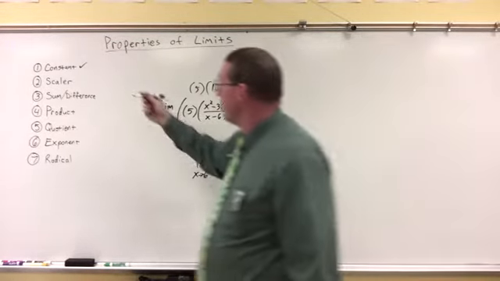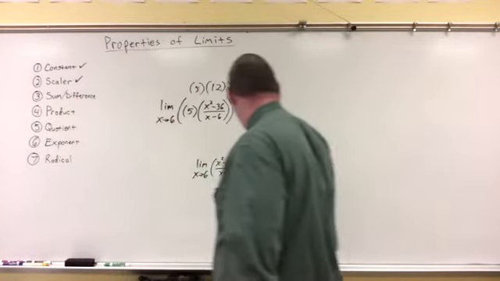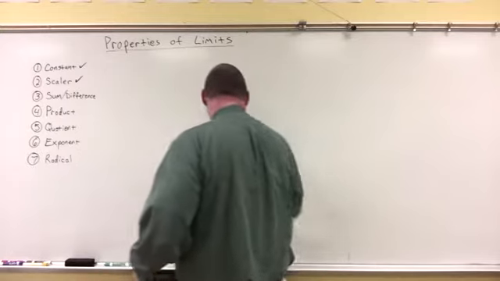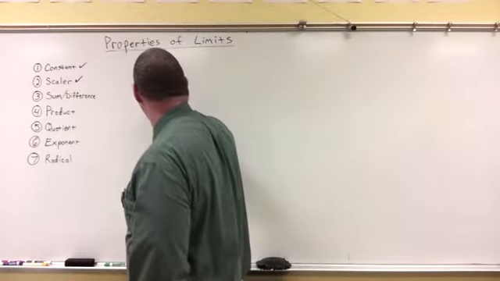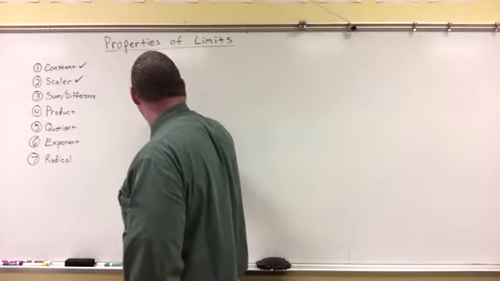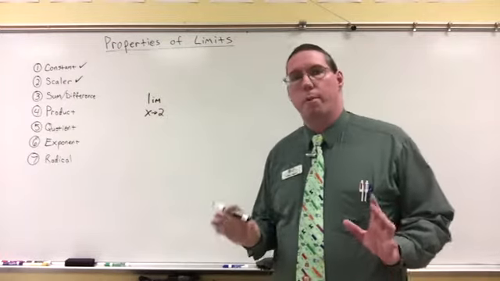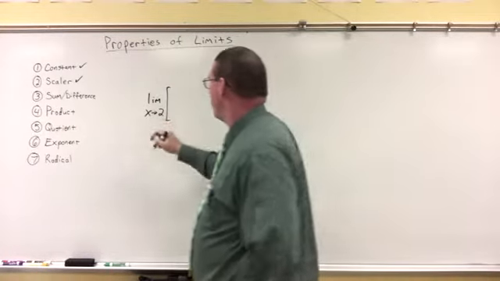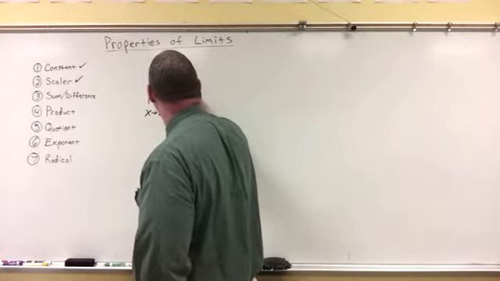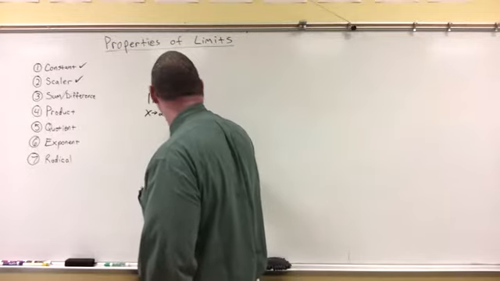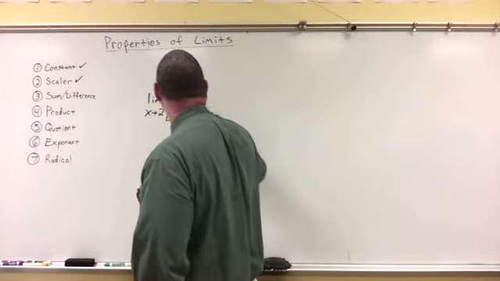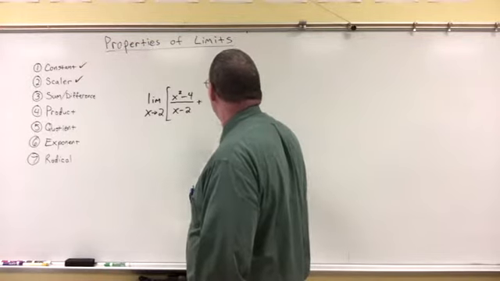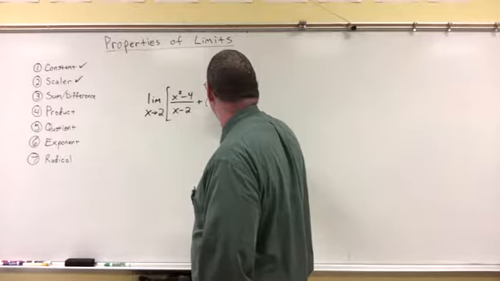Let's move on to the property of the sum or difference of two limits, or rather, the sum or difference of two functions. Let's say that we have the limit as x approaches 2. Now, I'm going to put two functions inside of here and add them together. So let's say we have the limit as x approaches 2 of x squared minus 4 over x minus 2, plus the function x plus 5.